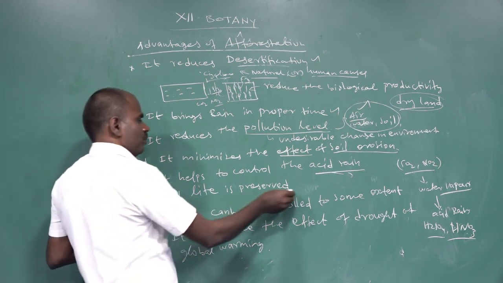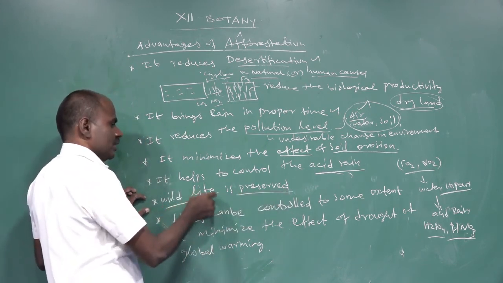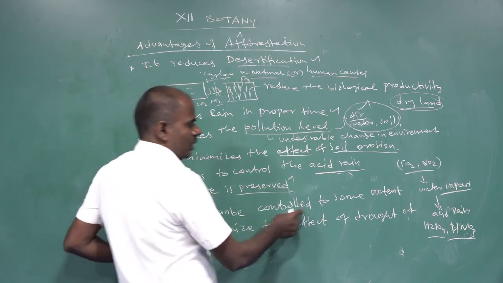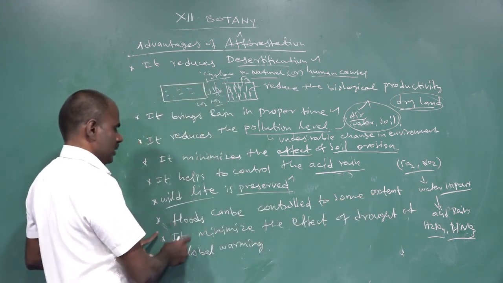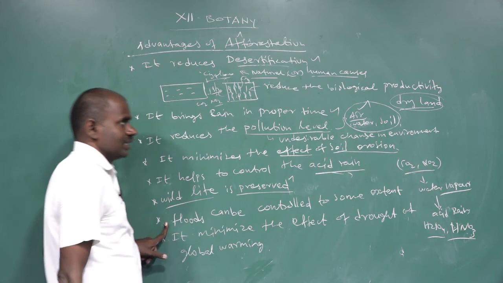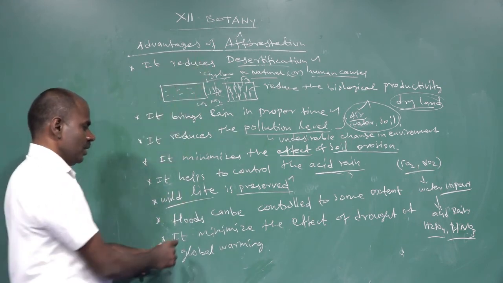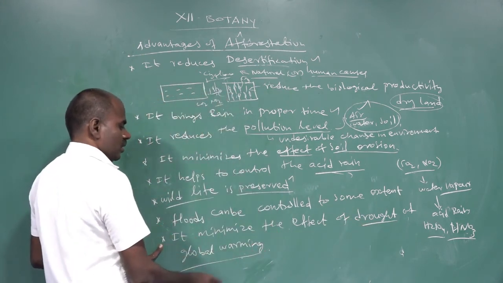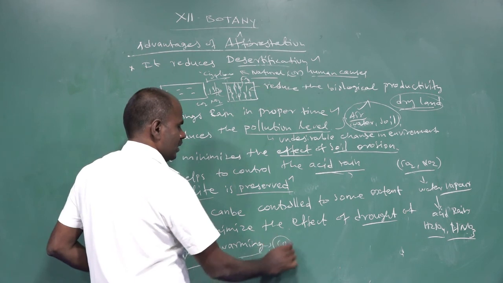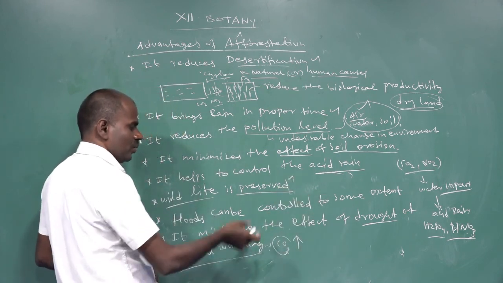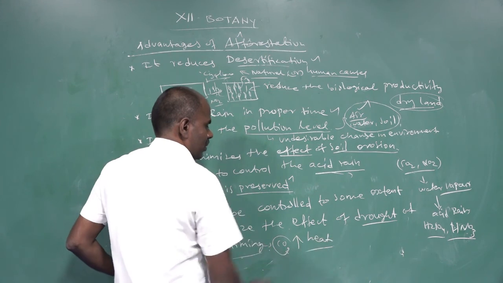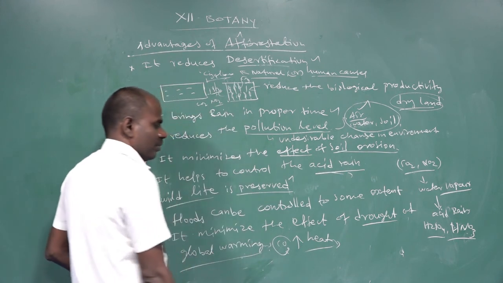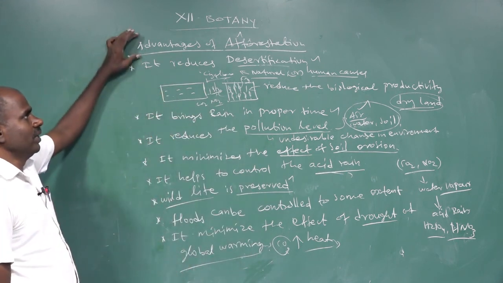Next, wildlife is preserved. Most wildlife animals are preserved through the protection provided by afforestation. Floods can be controlled to some extent, and extinct species are also protected by afforestation. It minimizes the effect of global warming. The global warming gas is carbon dioxide. More carbon dioxide in the atmosphere increases heat, which melts ice and increases the water table levels. These are advantages of afforestation.